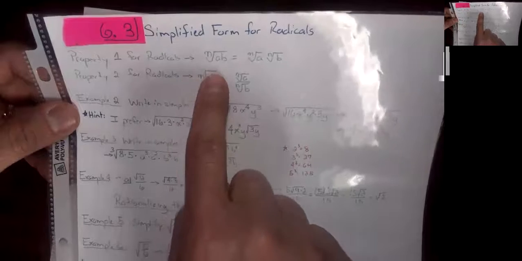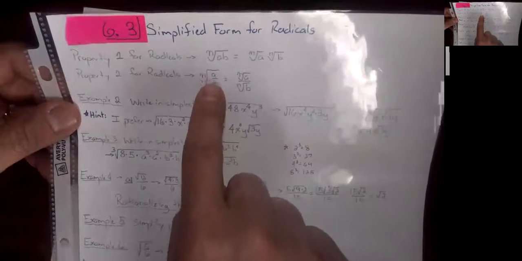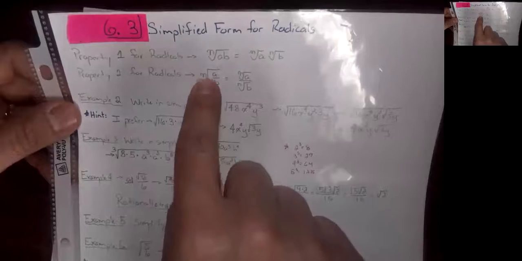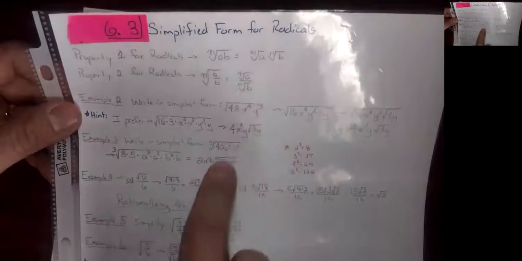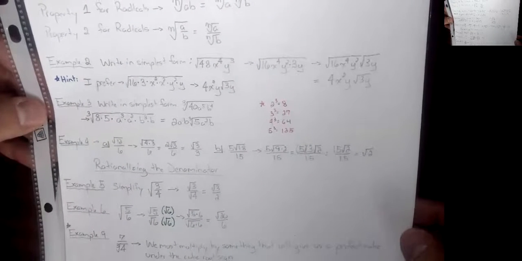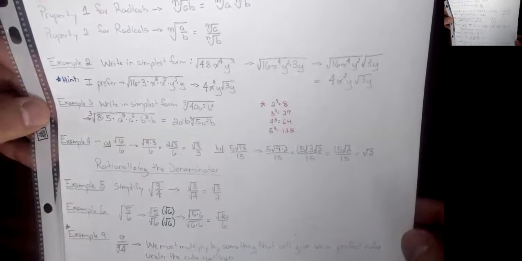And property 2, if it's a fraction, then the radical basically pertains to both of them individually. You can split those. It'll make more sense when we get into it. Again, I'll show you my notes. I just kind of hold them up and you can pause it if you need to.